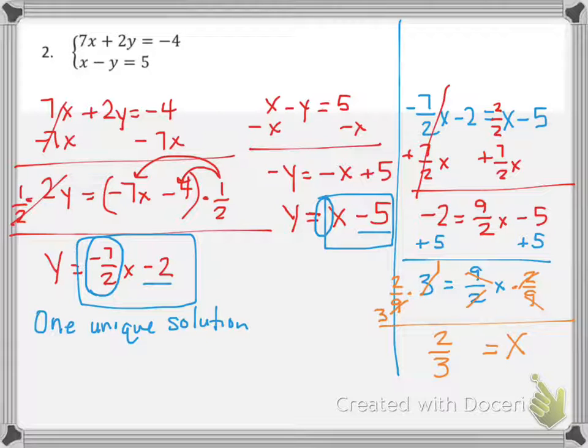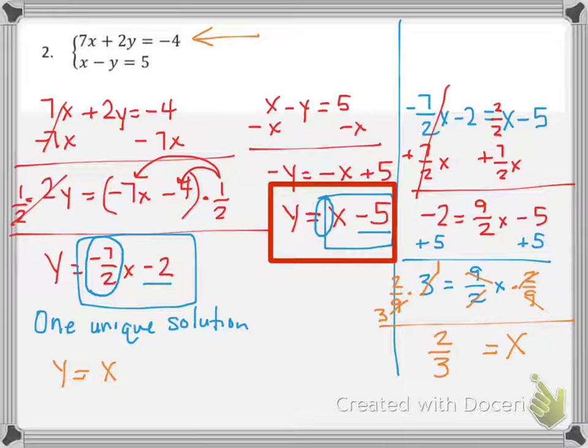When x equals 2/3, then I can figure out what my y is equal to. And so I can use either equation. I can use any equation, either before I changed it to slope-intercept form, or afterwards. So I'm going to use the one that looks the easiest. I'm going to use this one: y equals x minus 5.